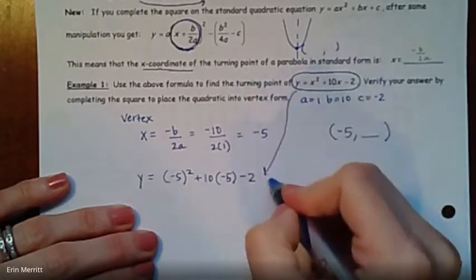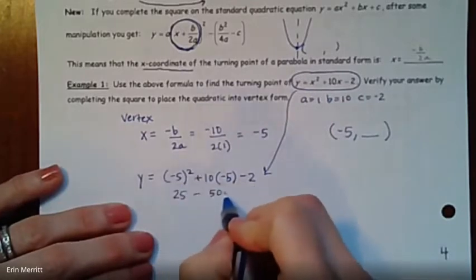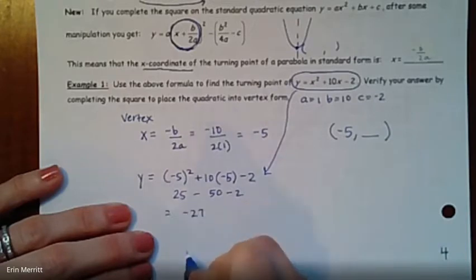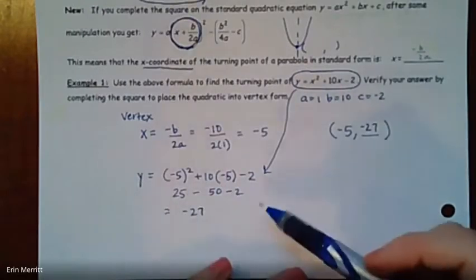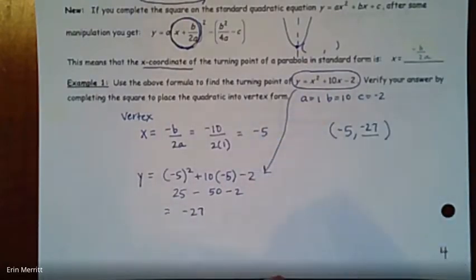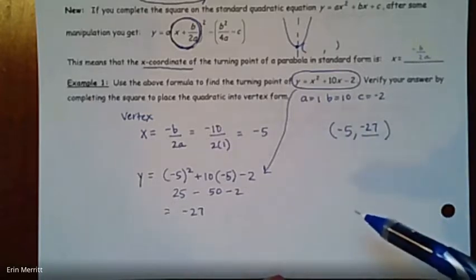So I'm plugging into the equation itself. This would give me 25 minus 50 minus 2. That's going to kick out -27. So it's an alternative way to find the vertex without having to do completing the square, but it still counts as an algebraic way to do it. This will be a great shortcut for us in the future.